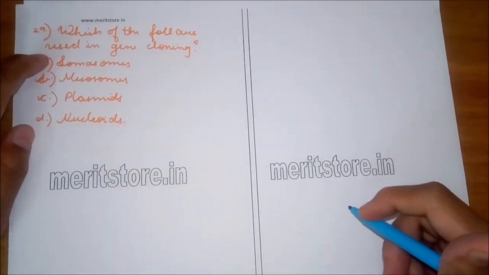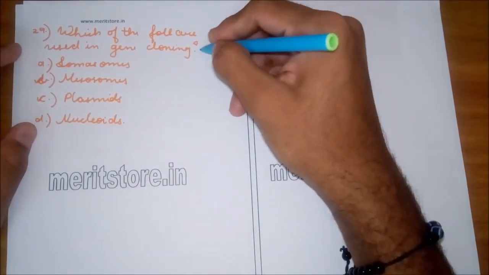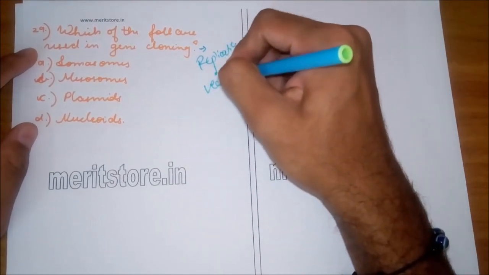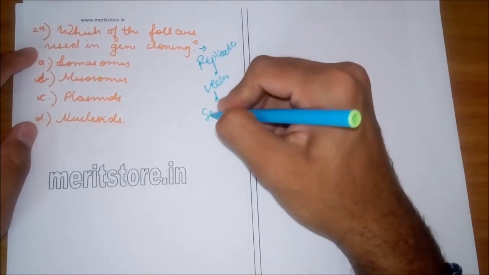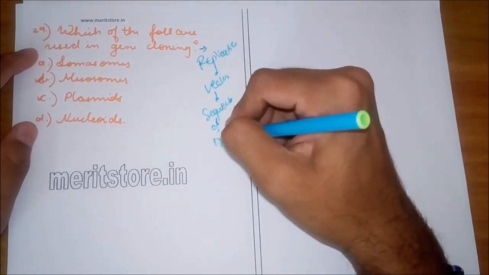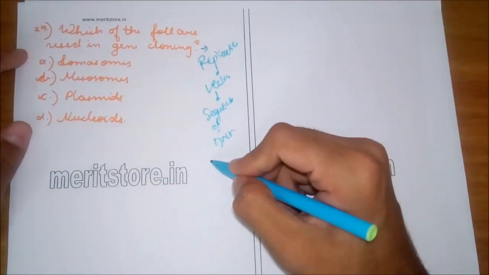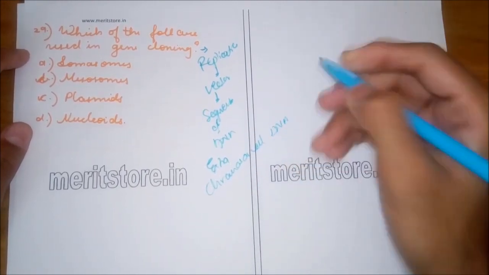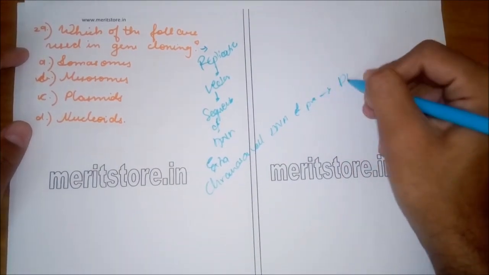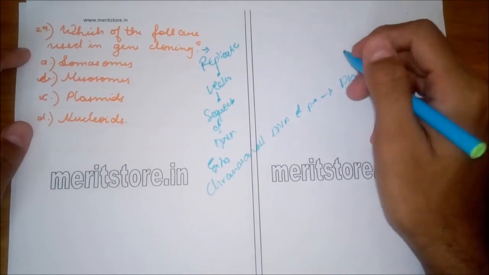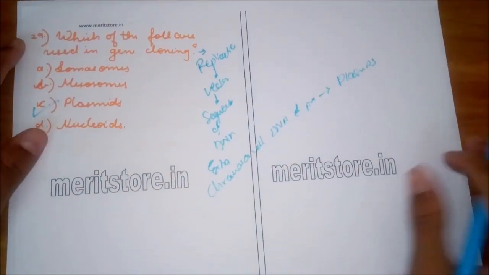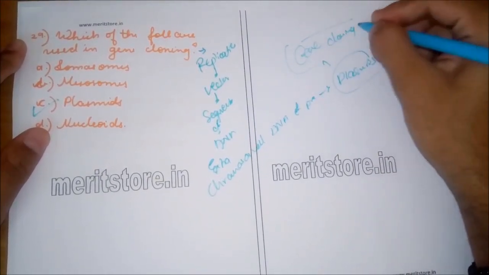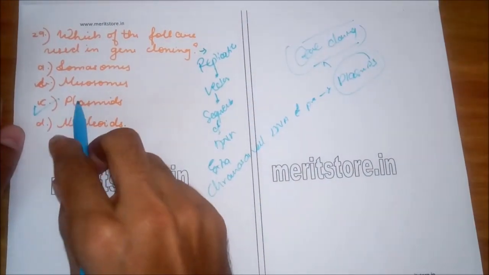Question number 29, which of the following are used in gene cloning? Gene cloning is gene replication. So for that we use vectors which can replicate. Vectors are segments of DNA, and in gene cloning we use them as extrachromosomal DNA of prokaryotes, that is, in the form of plasmids. So option C, which states that plasmids are used for gene cloning, is the correct answer.